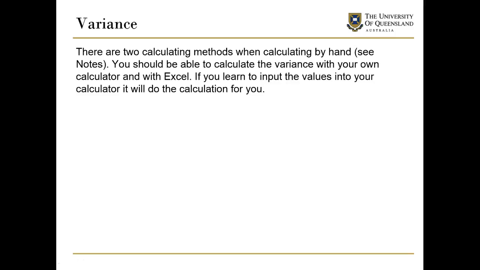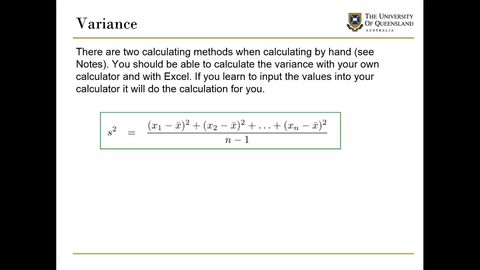It helps us later when we're trying to calculate variance, and there are 2 methods for calculating variance by hand. You can see my notes, and you should be able to calculate the variance with your calculator, and I'd like you to do it also in Excel. If you learn to input the values into your calculator, that will be very useful for you in the future. So here is what our sample variance looks like, and this is what we call sample variance, S squared, S superscript 2. And so let me just go back for a minute.